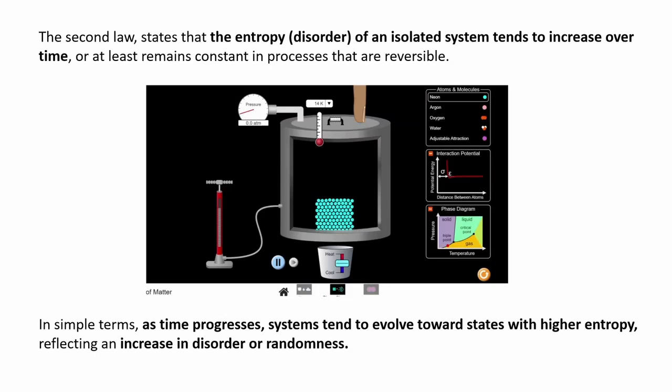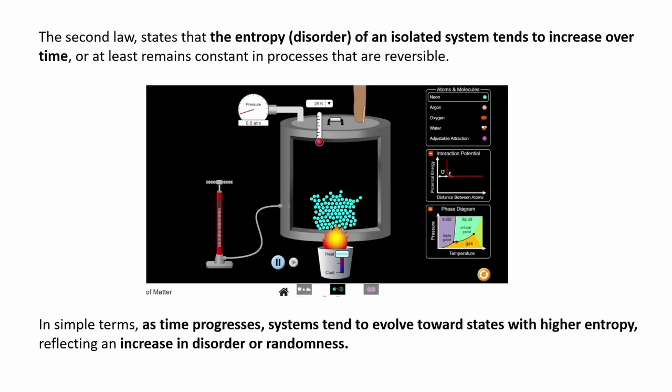The second law, in its most general form, states that the entropy or disorder of an isolated system tends to increase over time, or at least remains constant in processes that are reversible. The concept of entropy is closely tied to the idea of disorder or randomness in a system. In simple terms, as time progresses, systems tend to evolve toward states with higher entropy, reflecting an increase in disorder or randomness.